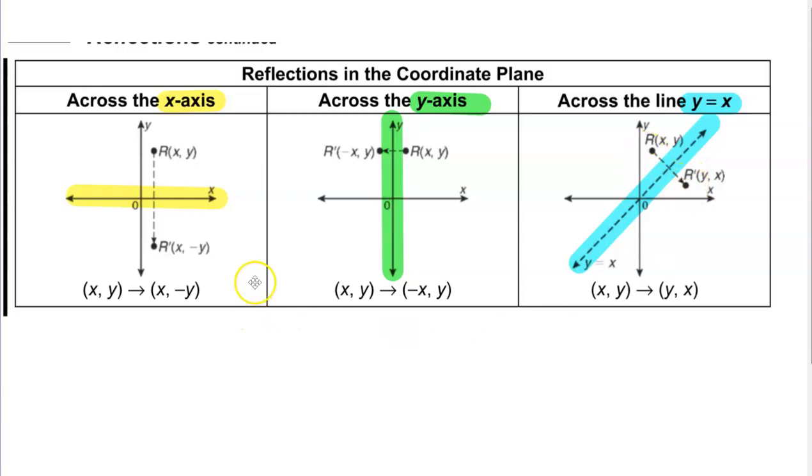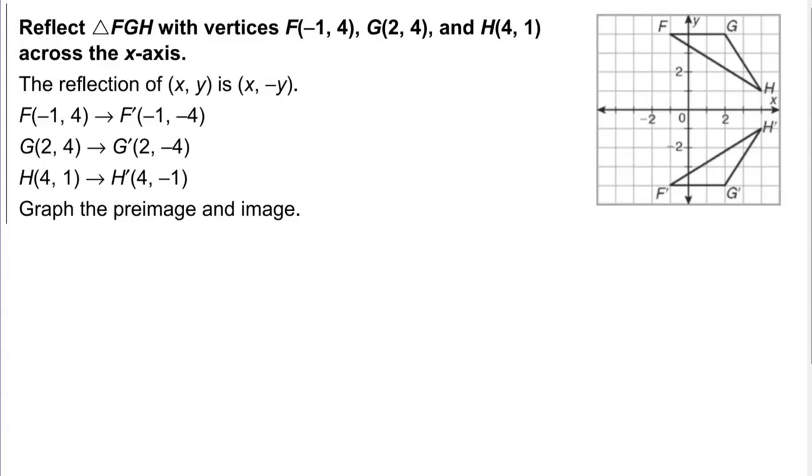So you can change the coordinate points and find the new points to go from your pre-image to your image, and do it that way. And I'm going to show you another way so you can find a reflection as well. So let's take a look.